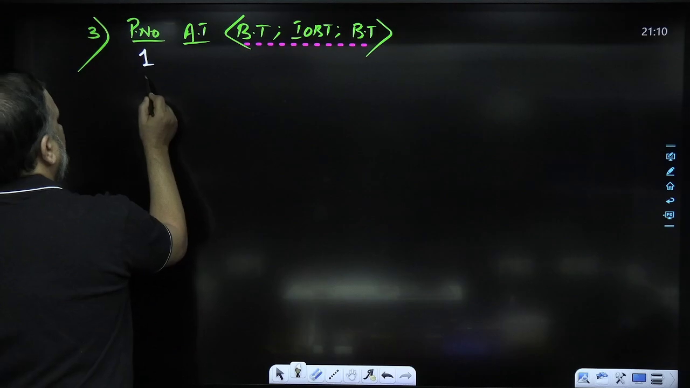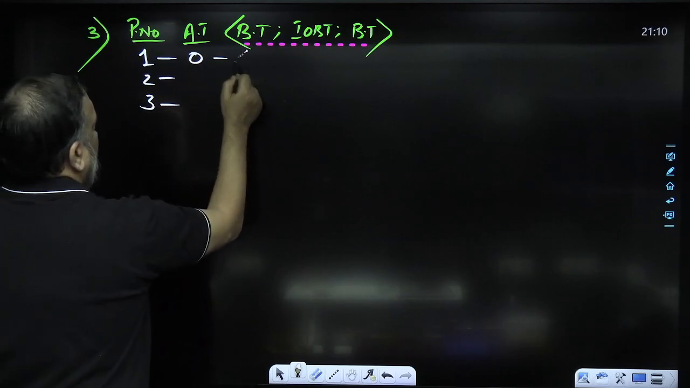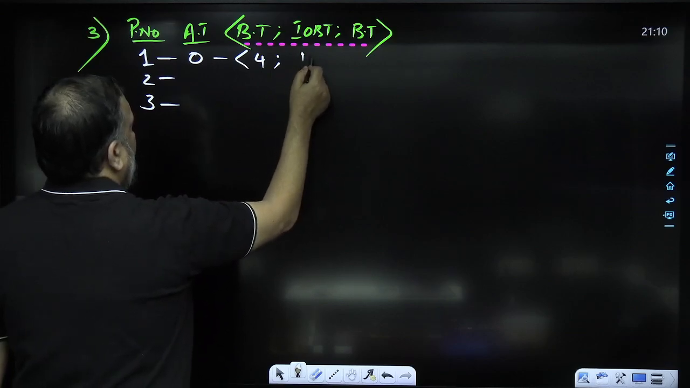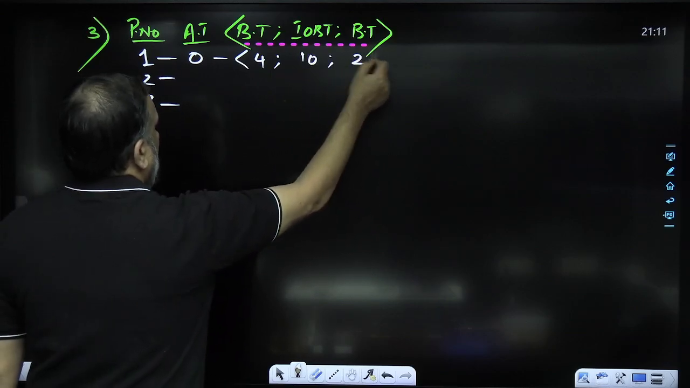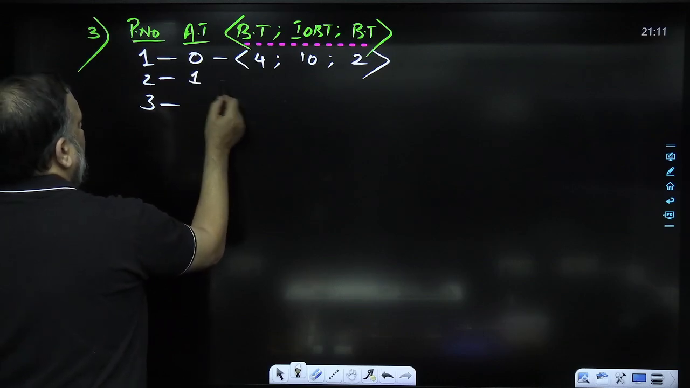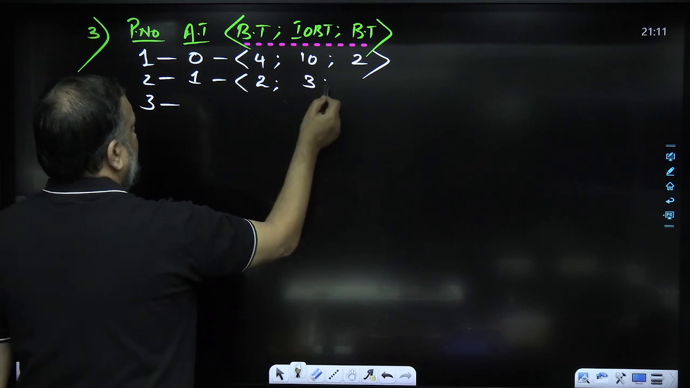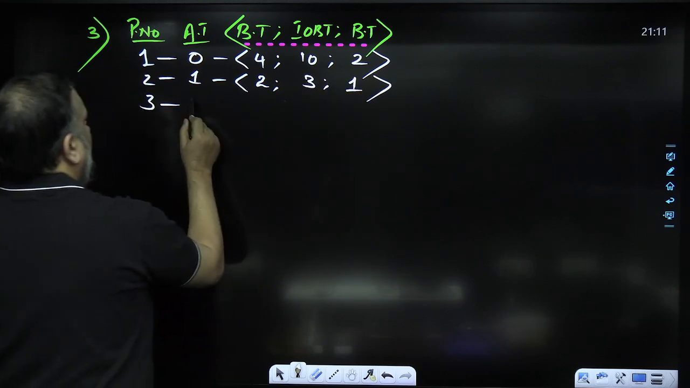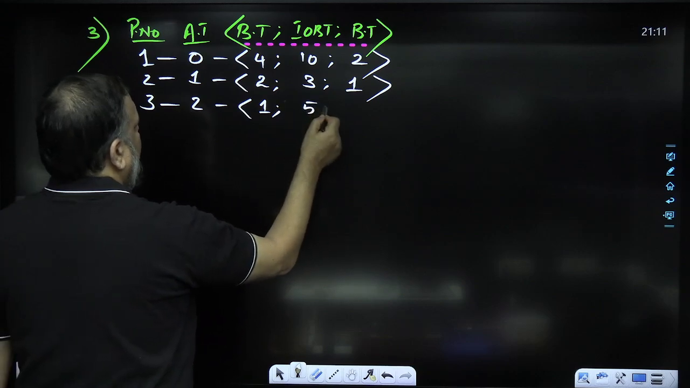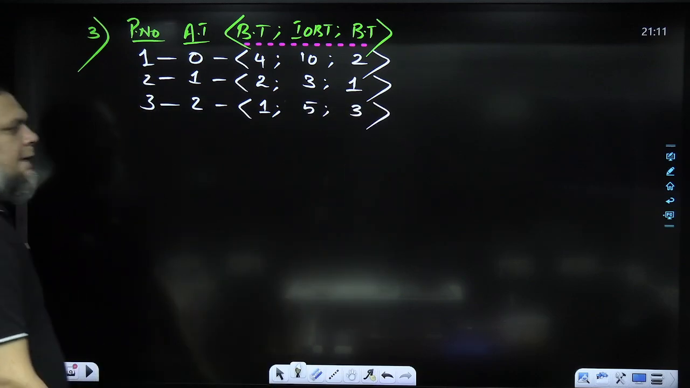So let's take an example of 3 processes and prepare the Gantt chart for this. The first process arrives at time 0; initially it spends 4 units, then 10 units, and again 2 units to complete. The next process comes at time 1, and spends 2 units, 3 units, and 1 unit. Next comes process 3, which spends 1 unit, 5 units, and 3 units. Something like this. This is my data set.